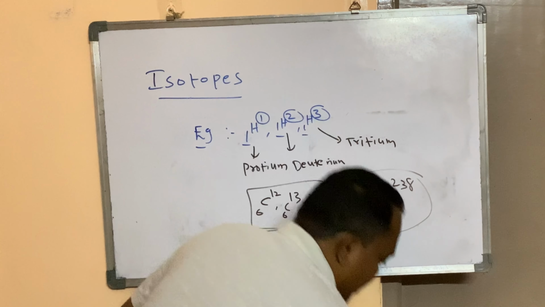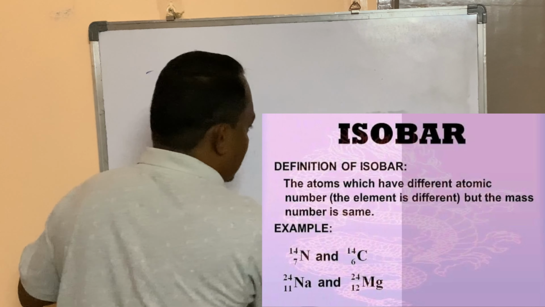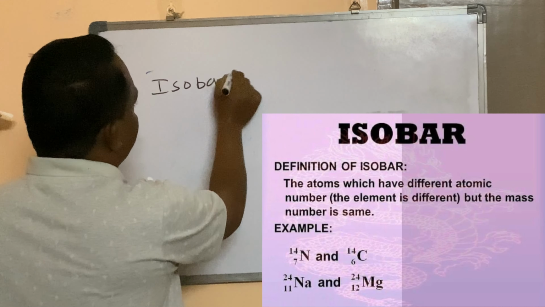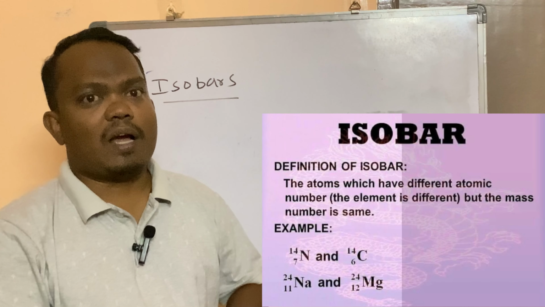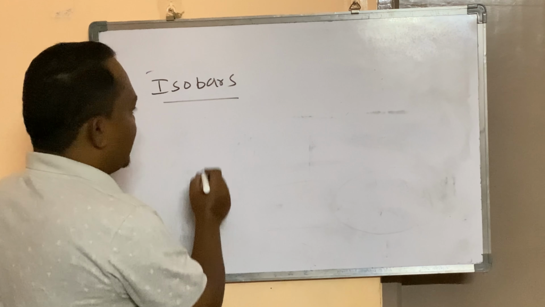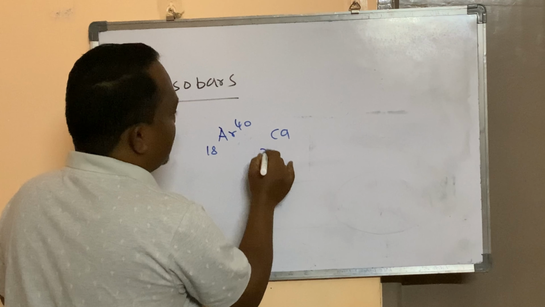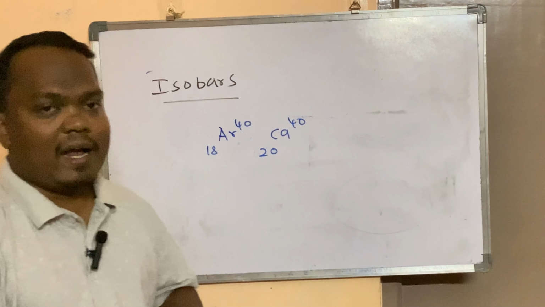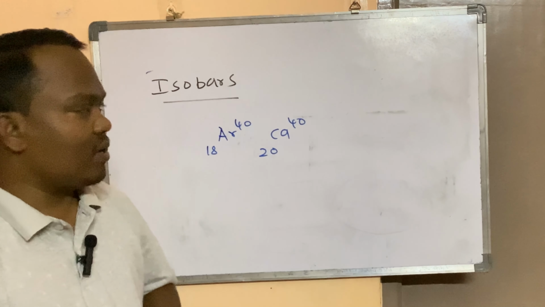So let me move on to the next one, isobars. What do you mean by isobars? Isobars are nothing but elements having different atomic numbers but the same mass number. Here we have an example: argon with mass number 40 and calcium also with mass number 40. They are two different elements with different atomic numbers and the same mass number, so we call them isobars.